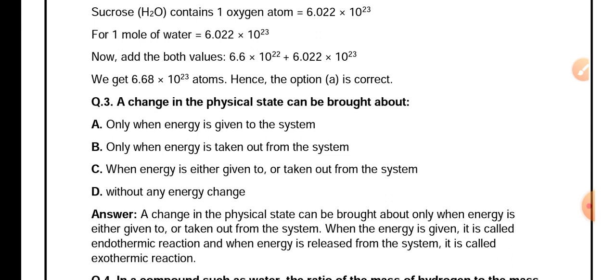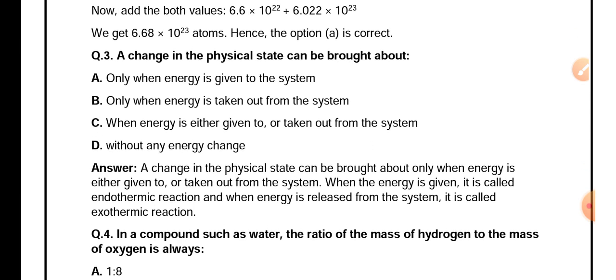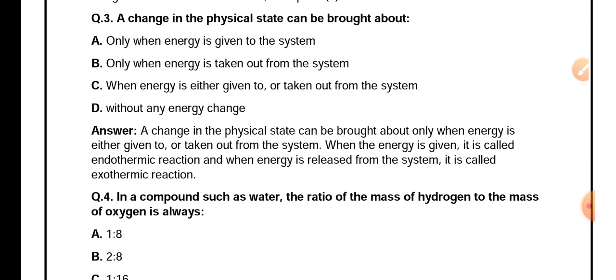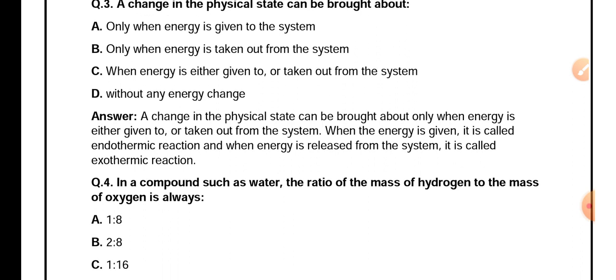What is a chemical change or physical state change brought about? A change of physical state can be brought about only when energy is either given to or taken out from the system. When energy is given, it is called an endothermic reaction. When energy is released from the system, it is called an exothermic reaction.